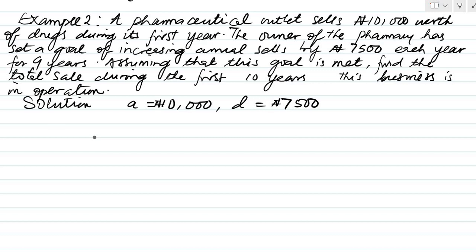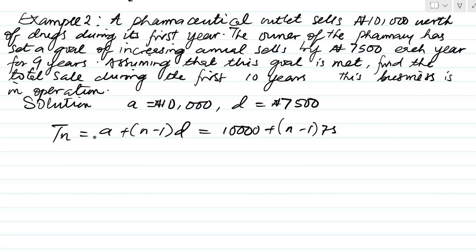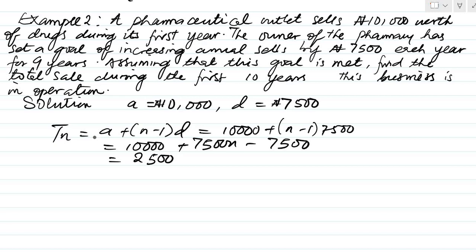And we know that Tn, the nth term, is equal to A plus bracket n minus 1 times D, and this will be equal to 10,000 plus bracket n minus 1 times 7,500. This will give you 10,000 naira plus 7,500n minus 7,500, and this will be equal to 2,500 plus 7,500n.